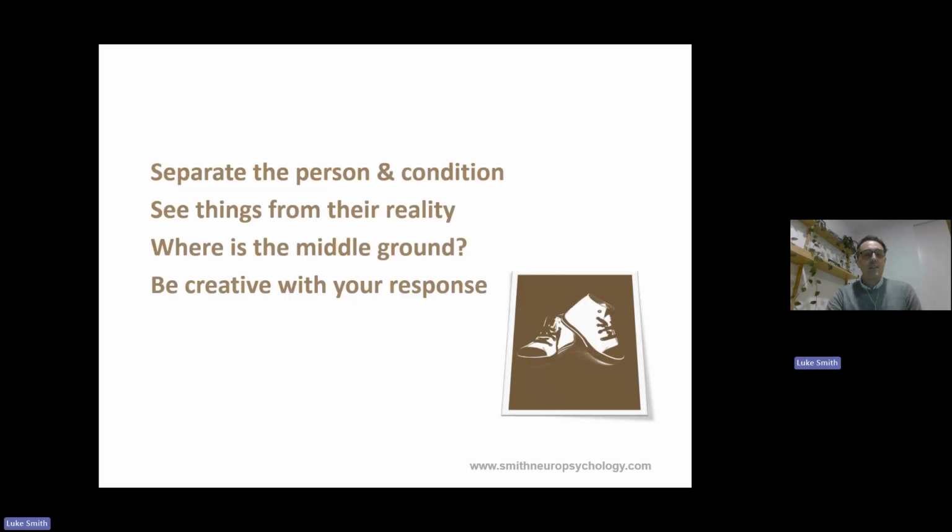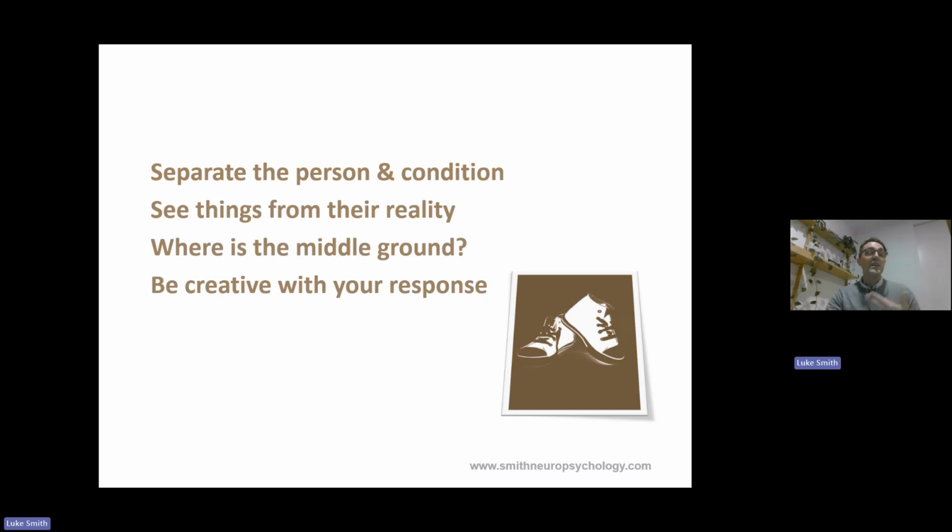The next is called validation. I love this strategy. The reason why I love this is that in some ways, this is the opposite of trying to reason with someone, of trying to argue with someone, of going round and round in circles. Validation attempts to see the person from their condition, so separating the person and the condition. It is not someone, a sufferer of dementia, it is someone living with dementia.